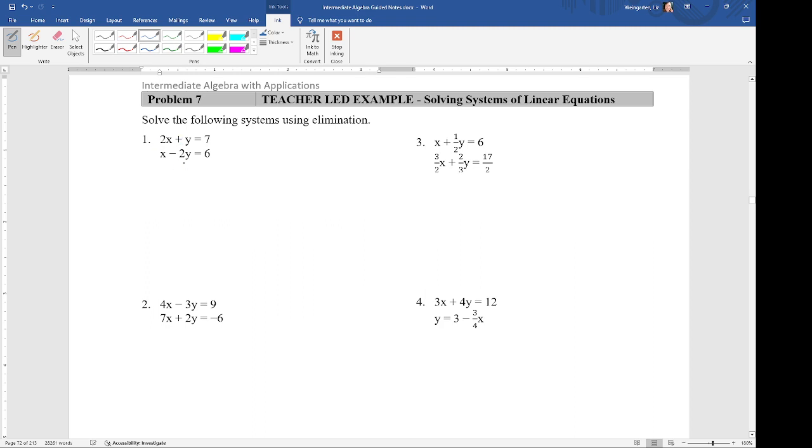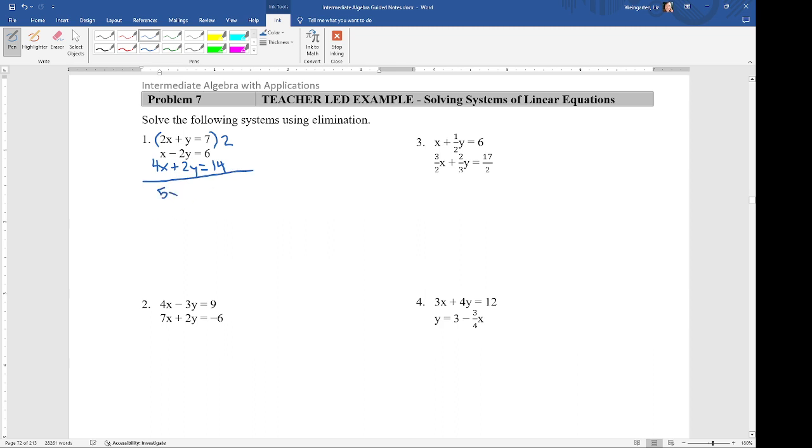So these two already have opposite signs, so I'm going to multiply both sides of the equation by 2 so that the y will be eliminated and I'm left with only x's. So I'm multiplying this equation by 2. So I get 4x plus 2y equals 14. Now I add these two equations together.